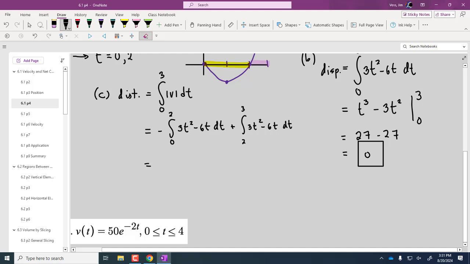So we just go through the antiderivative process again. So we're going to get minus t cubed. Here we integrate, we get the minus 3t, but we distribute that -1. So we get plus 3t. And that's going to go from 0 to 2. And then we do the same thing over here. We integrate, add ones. That's what we get.